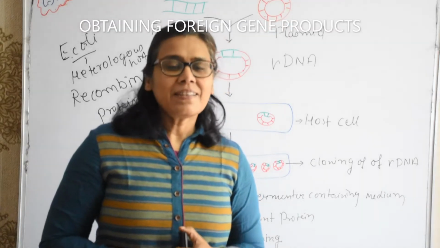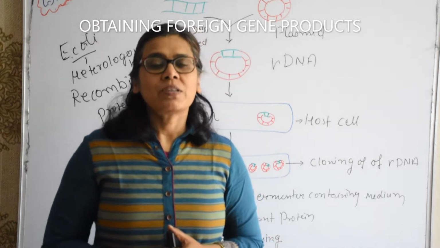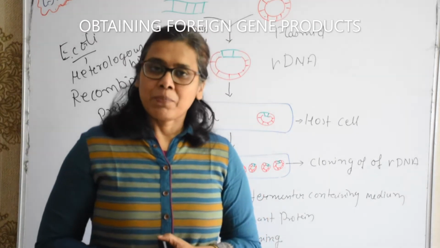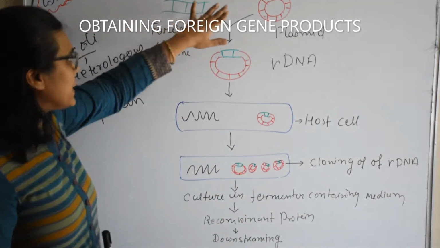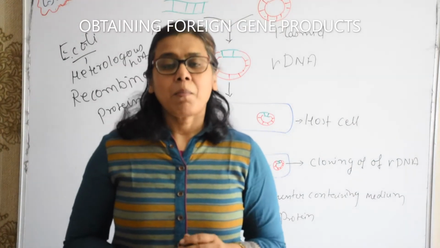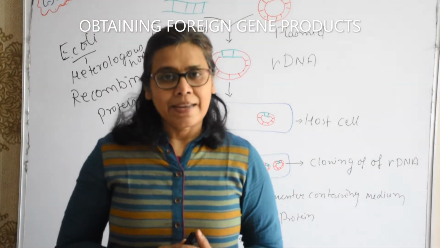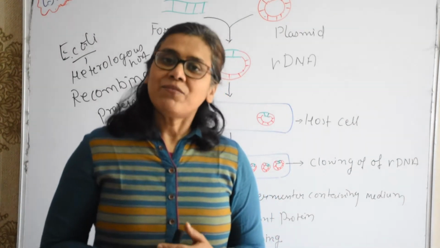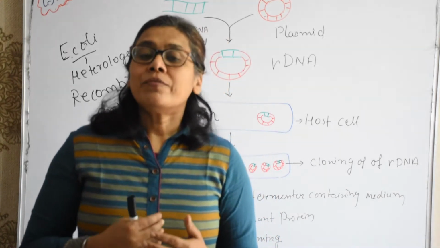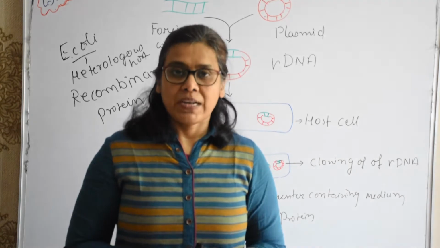Hello students, in this video I am going to talk about the last subtopic of biotechnology principles and processes, and that is obtaining foreign gene products. In this chapter you studied about how recombinant DNA is formed. Once again we will recap it. It is formed by joining of DNA of two different organisms.